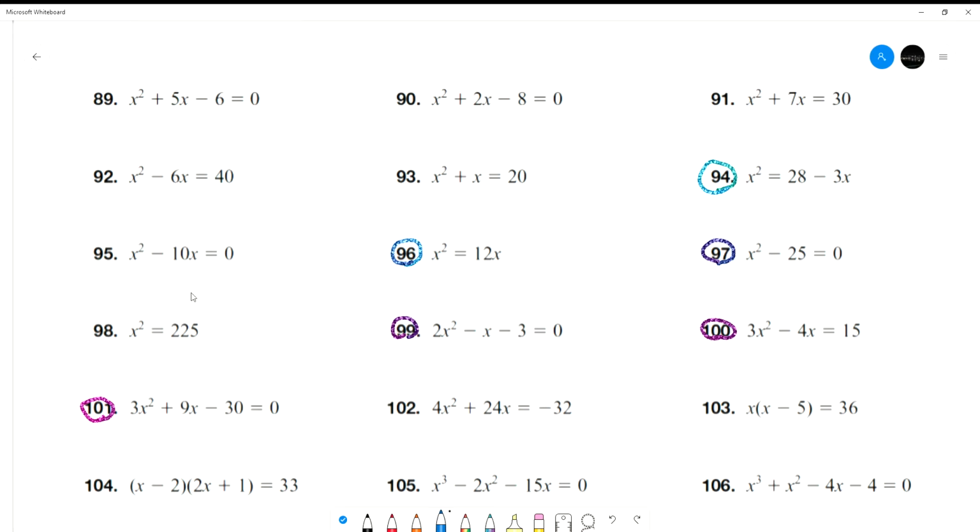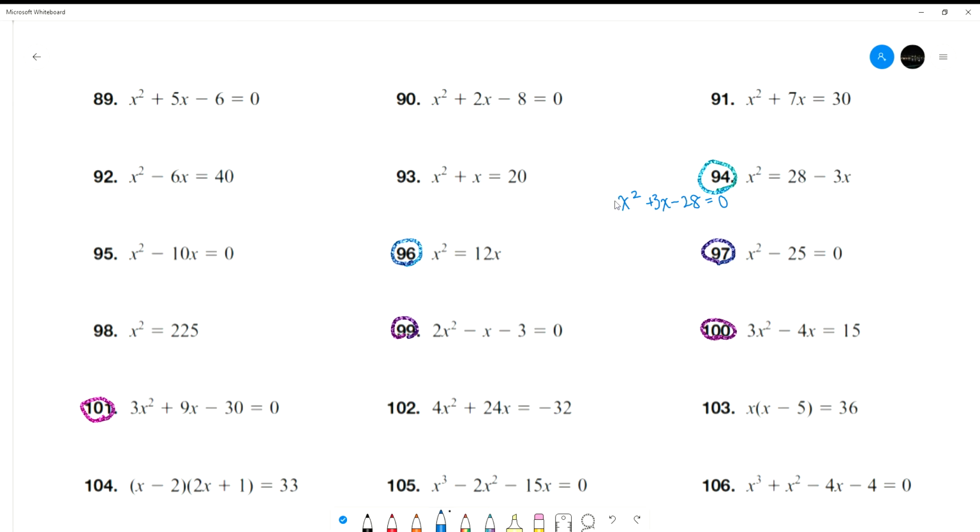Alright, so number 94, x squared equals 28 minus 3x. So this is our quadratic equation we're going to solve by factoring. First, we need to set this equal to 0, right? Because the zero factor rule only works when this is set equal to 0. So this should be x squared plus 3x minus 28 equals 0. Okay, so we move the terms on the right-hand side to the left-hand side, right?